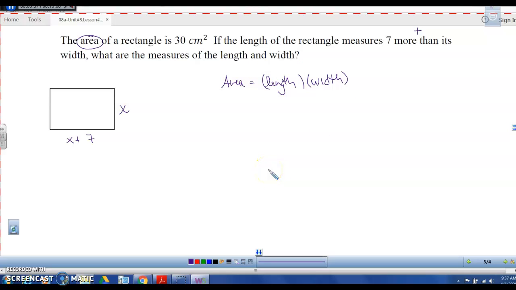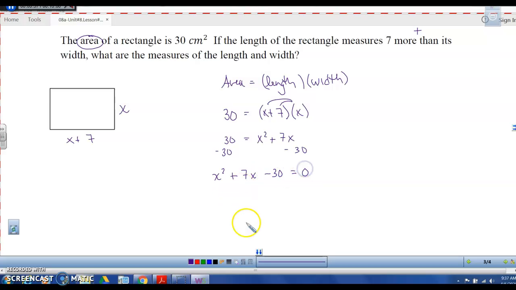Okay, so let's plug in what we have. All right, so we know the area is 30. That goes here. The length is x plus 7. The width is x. Okay, so this is a quadratic, so we have to distribute x plus 7 times x. I'm just going to distribute this way. All right, that gives me x squared plus 7x is equal to 30. Looks like a quadratic to me, so we want to get this equal to 0, so we're going to minus the 30. And that gives me x squared plus 7x minus 30 is equal to 0. I just turned it around.